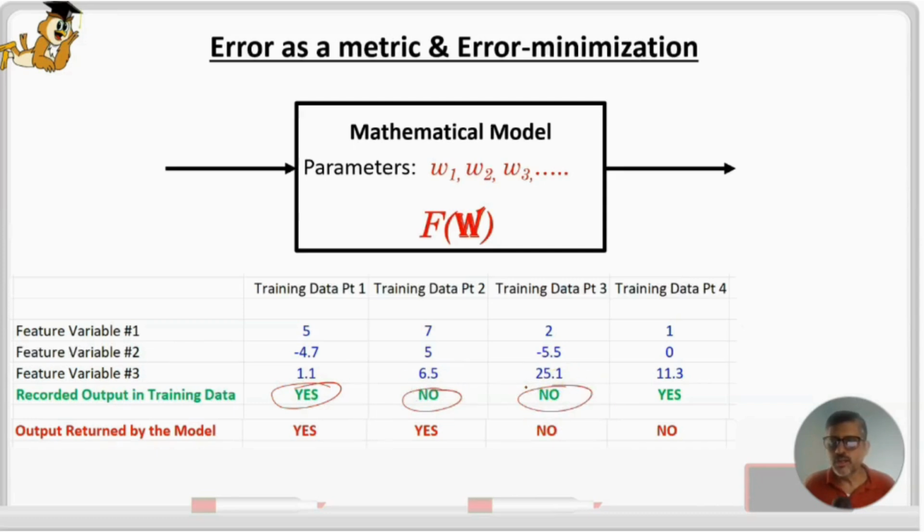Right? So earlier you had numerical values. In the previous lecture we considered a general problem where there were numerical values. Now you have yes, no, right? And the mathematical model that you construct also returns a yes or no, right? Because this is a binary linear classifier. You have to classify into one of those two classes, right?